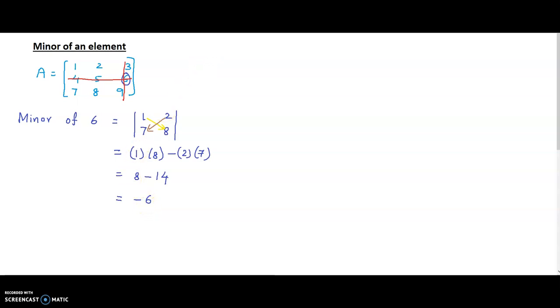Let us see another example here. Let us take some matrix B. Let this be again a 3 by 3 matrix.